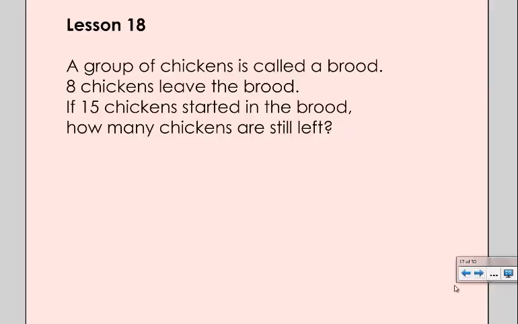Please read carefully for important information. A group of chickens is called a brood. 8 chickens leave the brood. If 15 chickens started in the brood, how many chickens are still left?